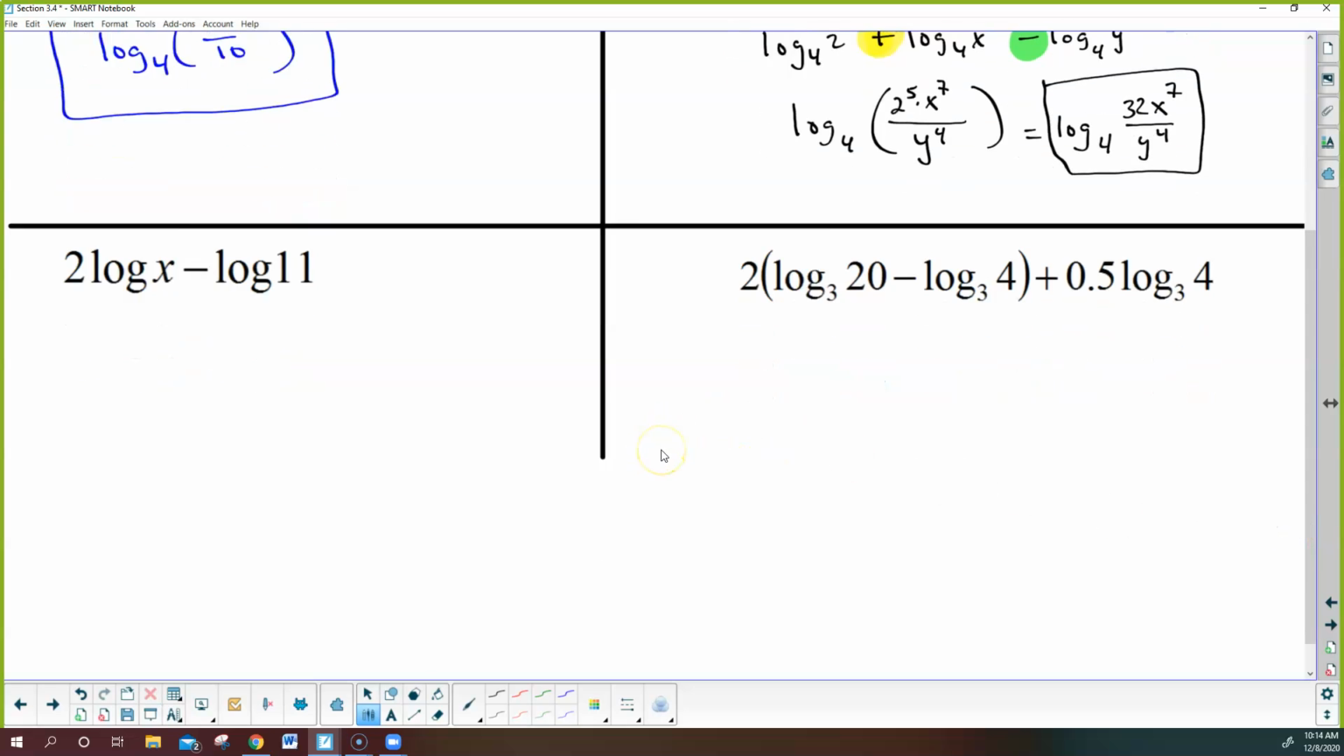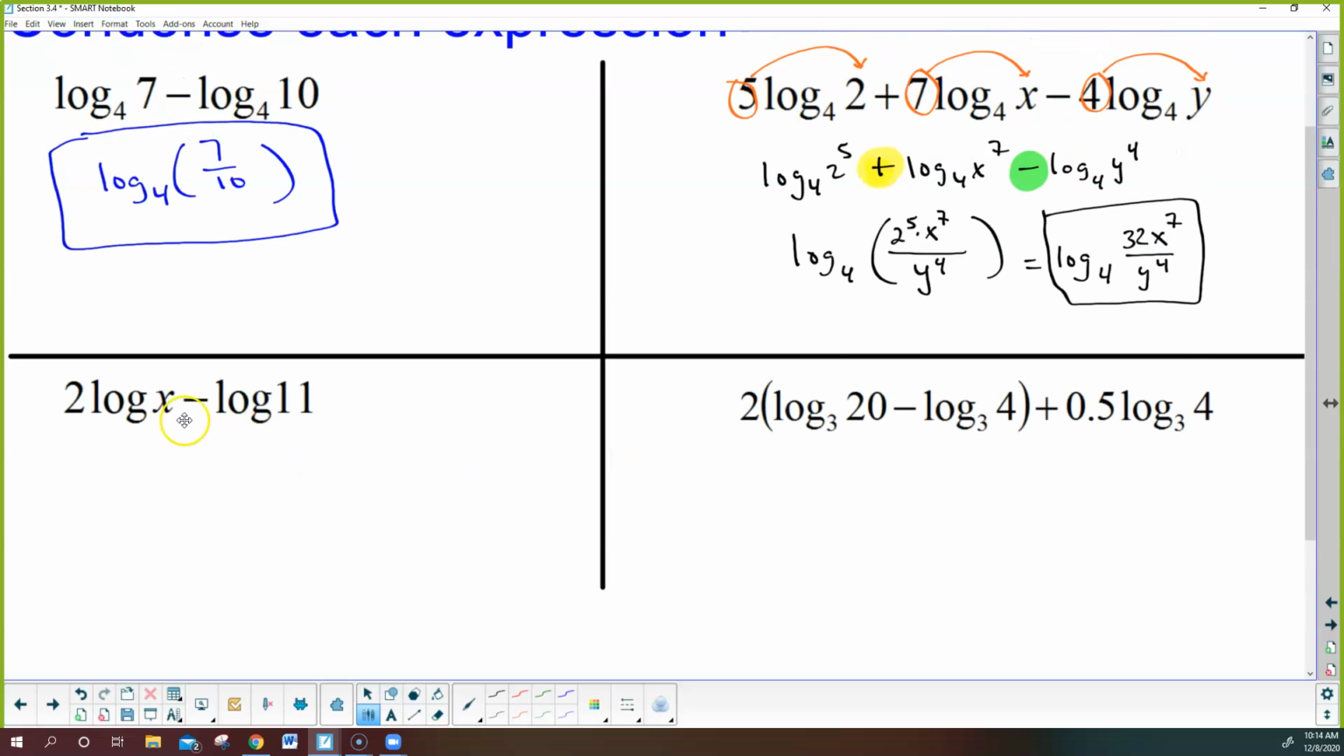Okay, I'll go back up. I got two more I'd like you to try. You don't have to respond in the chat to these two. I just want you to try them.